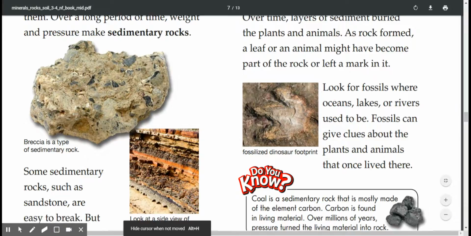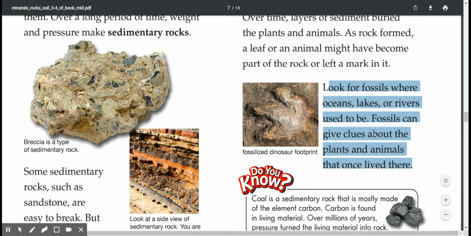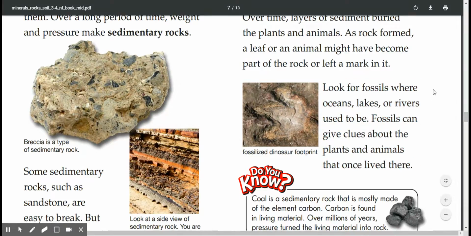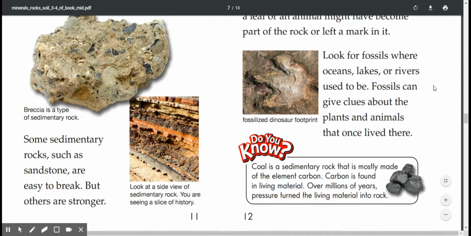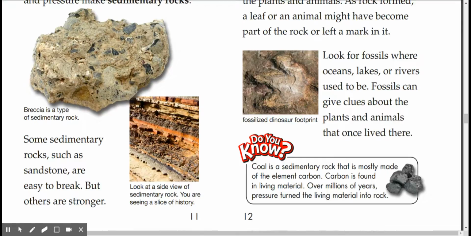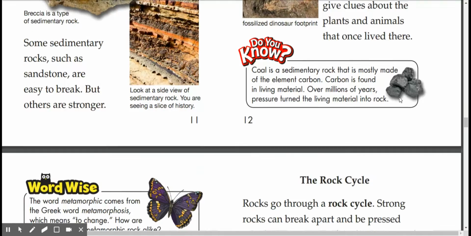Okay, so you look for fossils where oceans, lakes, or rivers used to be. Fossils can give clues about the plants and animals that once lived there. That's how we know a lot about history before there was written word, before people were able to write.